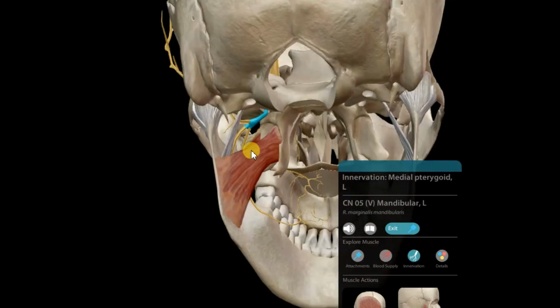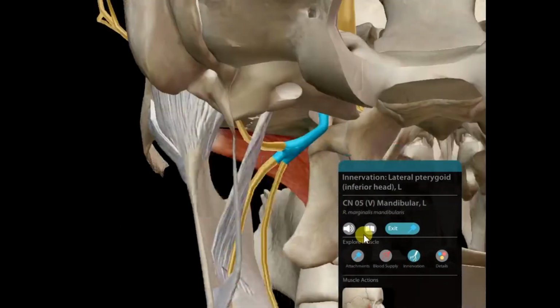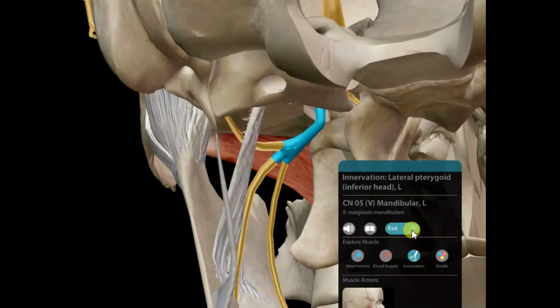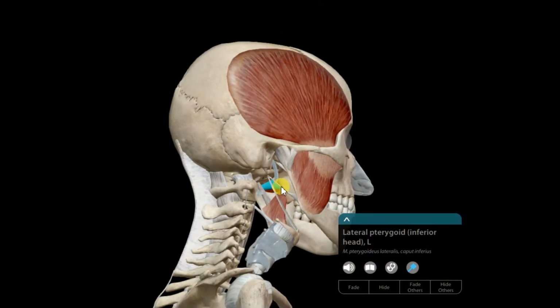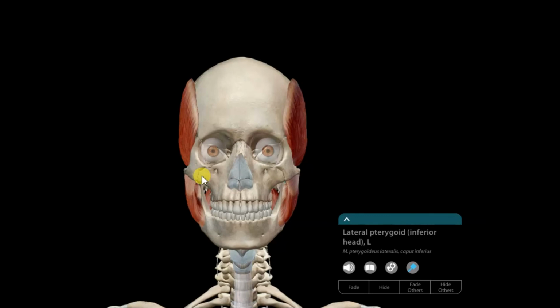It is also, as I said, innervated by cranial nerve number 5, and the lateral pterygoid is the same. And this is about the nerves of the muscles of the skull. Thank you for watching.